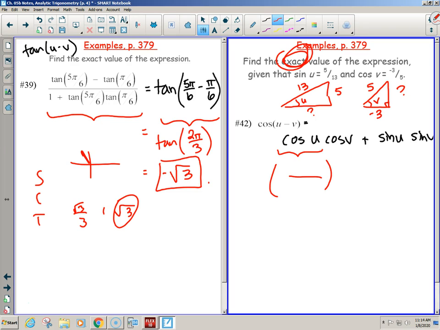But if I'm able to split it up with my formula, I have a triangle for him, go. I have a triangle for him, go. I can find them individually where I couldn't find them combined a second ago. That kind of makes sense?